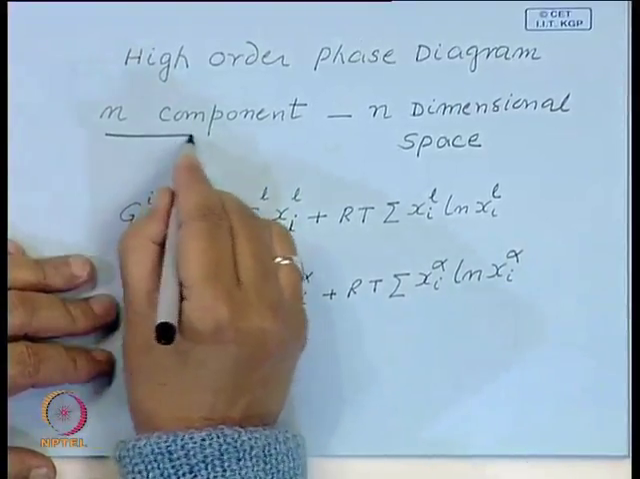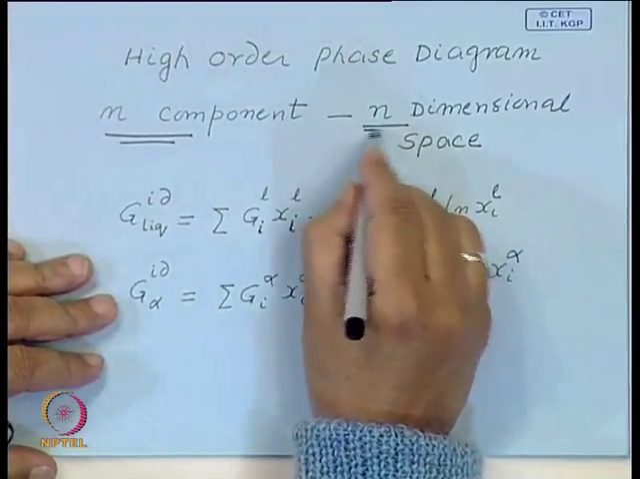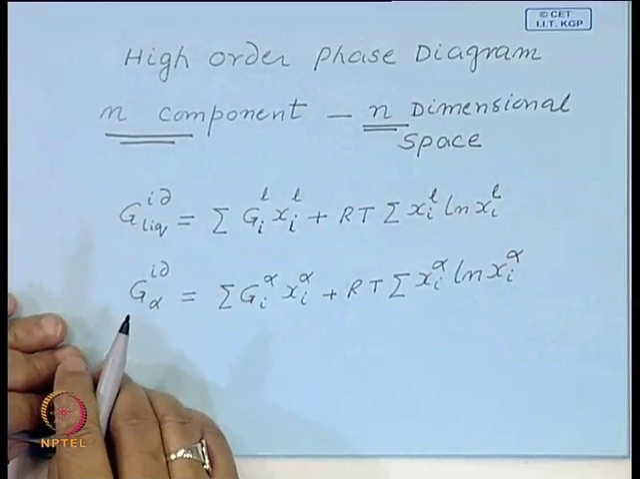Definitely, a ternary diagram can be visualized or constructed in 3-dimensional space, but if you go to a quaternary system, it becomes impossible to do so. The only way you can do this and do some calculation is in mathematical, imaginary, n-dimensional space. We will look at some examples of how it is done, just the basic principles. For higher order phase diagrams, where n is the number of components, you need n-dimensional space to construct the diagram.